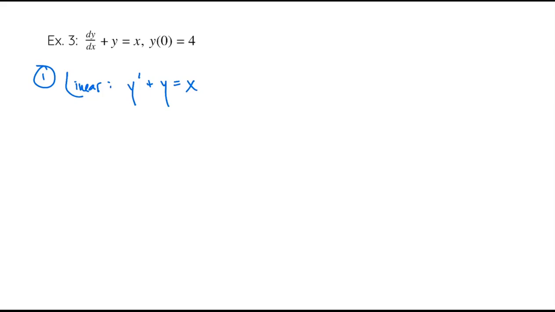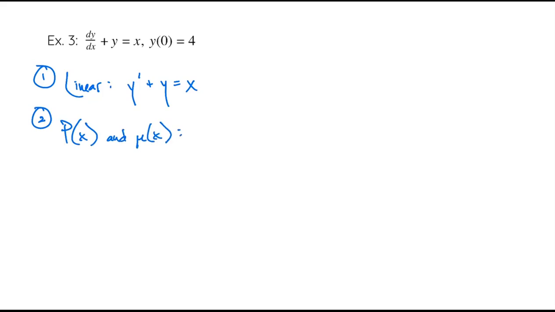But either way, we can see that this is indeed in linear form, and we don't need to divide anything because the coefficient for our dy dx is already 1. So we can jump right to step 2, where we're going to find our p of x and mu of x.